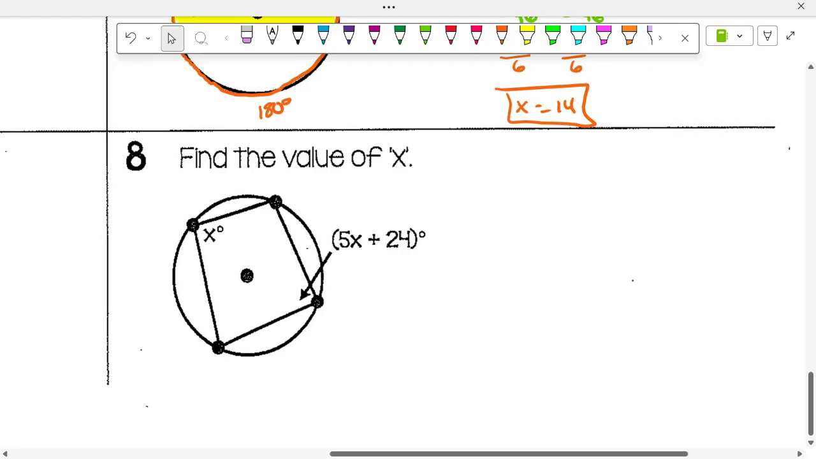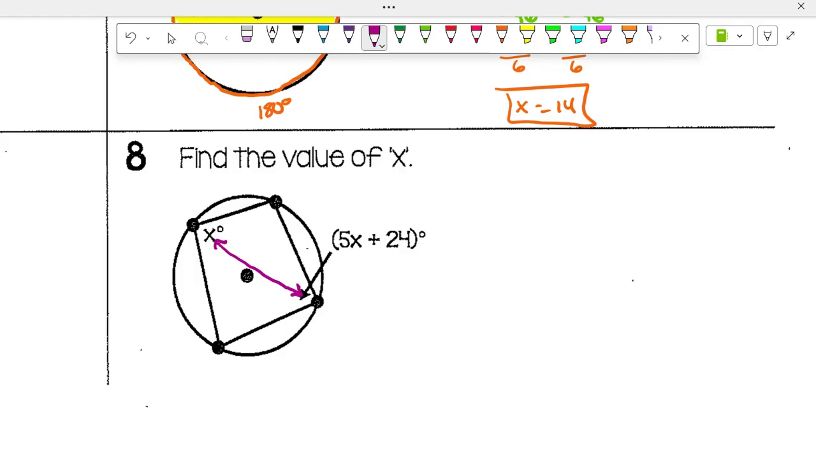All right, last one for this foldable. They want us to solve for x. So notice these two angles, what's the relationship? They're opposite each other in the circle, so they're supplementary. So how would I set up an equation to solve for x? Good. So add them together, set equal to 180.